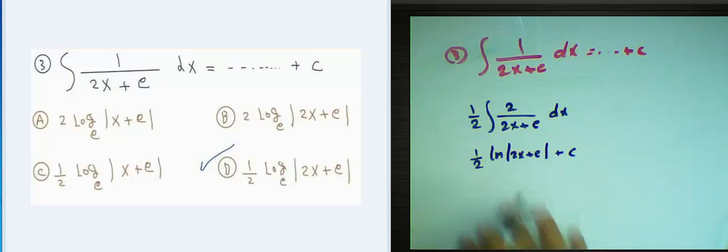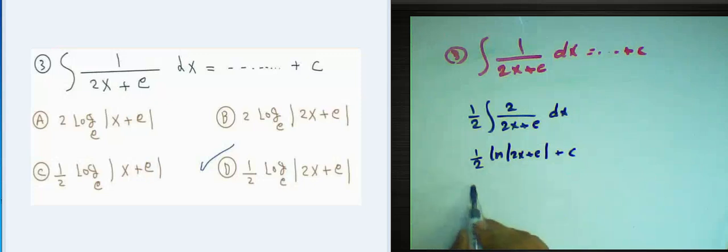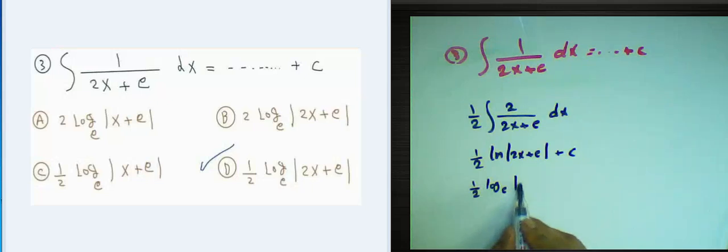We know ln means logarithm to the base e. We can write here half logarithm to the base e of the absolute value 2x plus e plus constant. The result will be letter D.